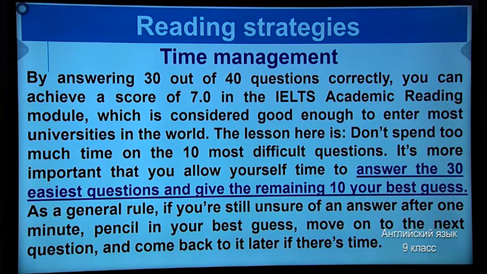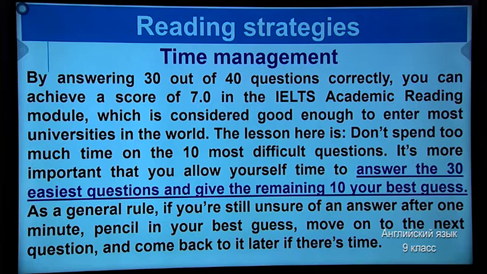And the last reading strategy, which you should pay attention to, is time management. As you remember, in our IELTS we have 40 questions, and by answering 30 out of 40 questions correctly, you can achieve a score of 7 in the IELTS academic reading module, which is considered good enough to enter most universities in the world.